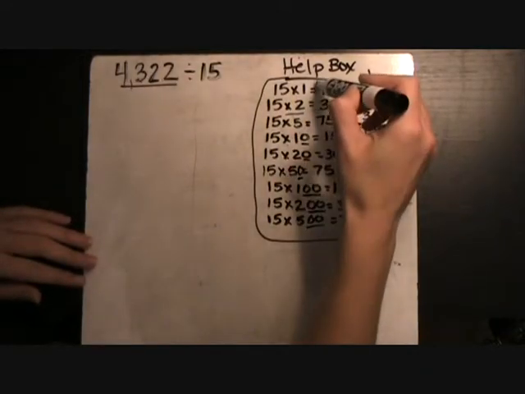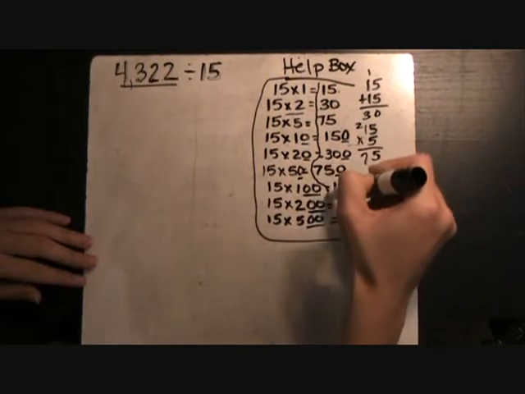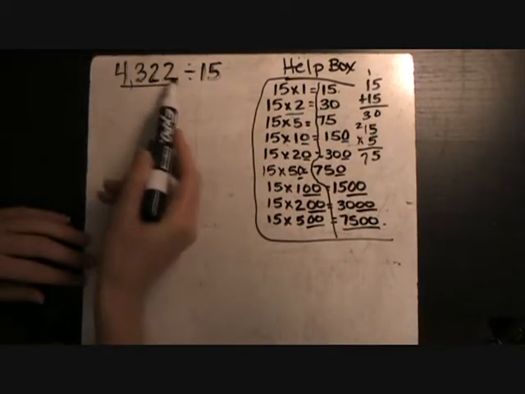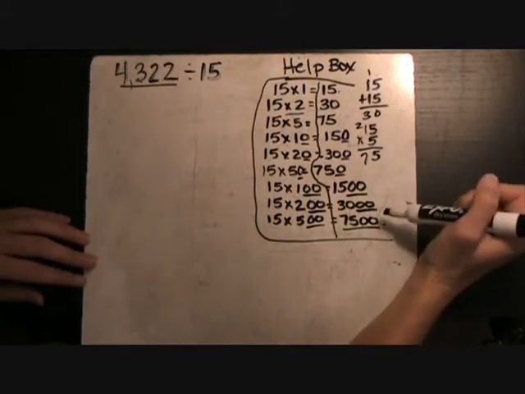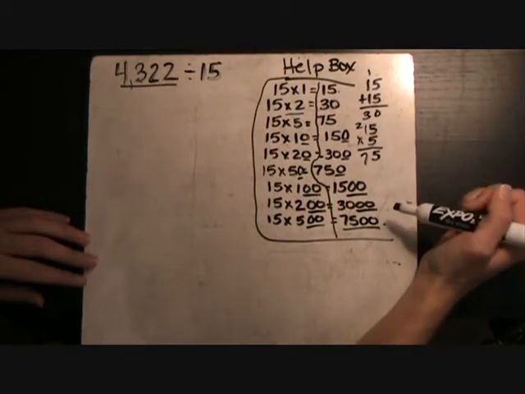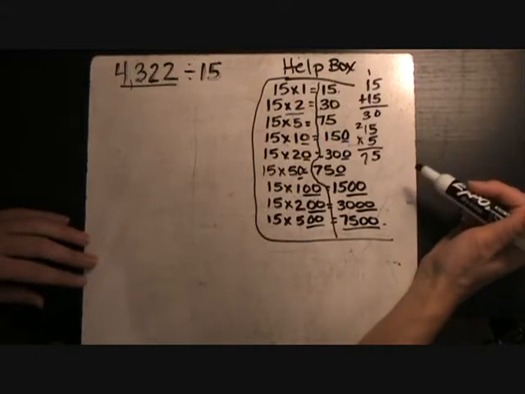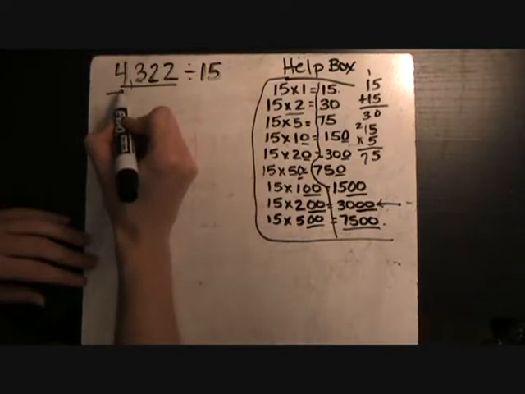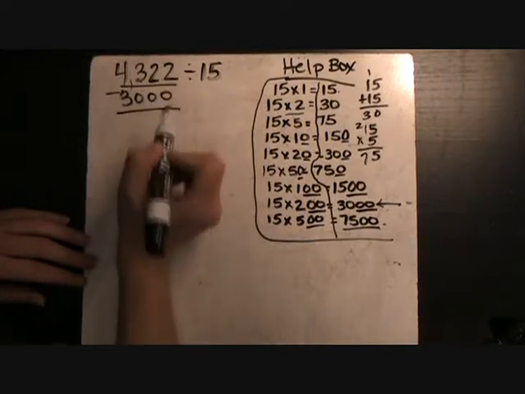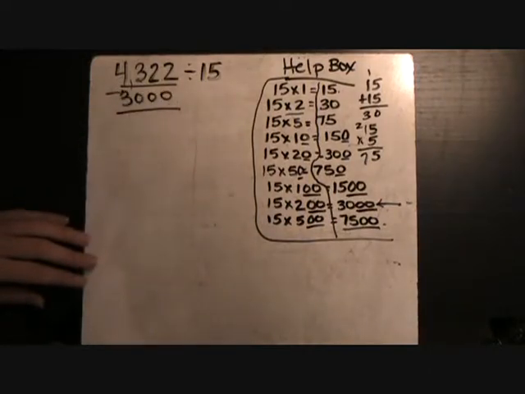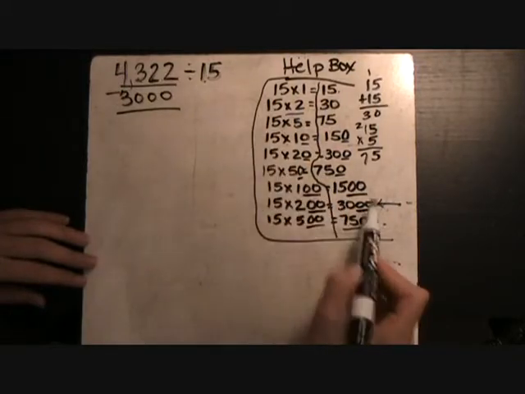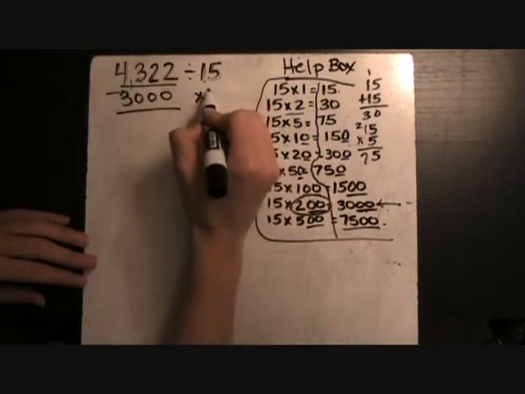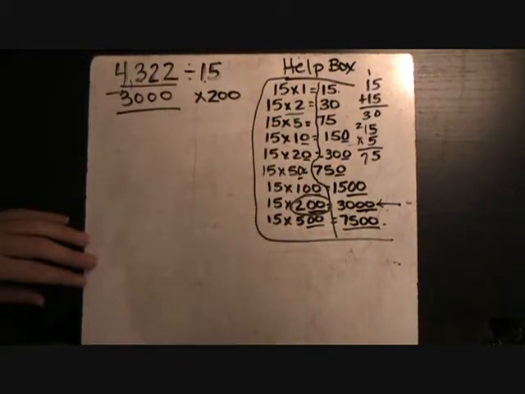4,322. I'm looking at the answers, or the products, and I'm looking for something that I could subtract from the 4,322. Most of these I can subtract, but I also want to find the largest one, that way I'm not subtracting a lot. So 3,000 I can subtract. I'm going to come over here and write minus 3,000. And then over to the side, you write what you multiplied 15 by to get 3,000. So 15 times 200 gave me 3,000.